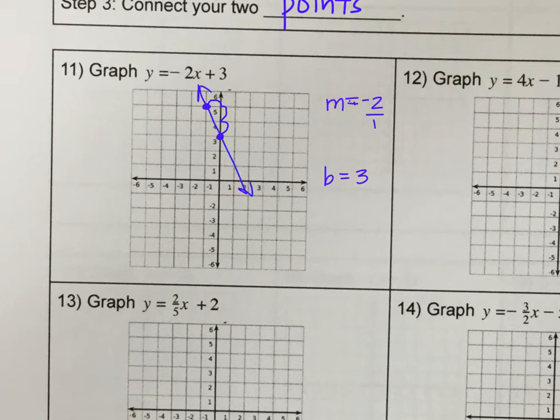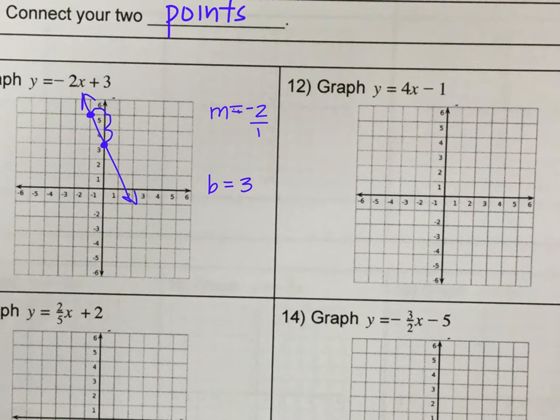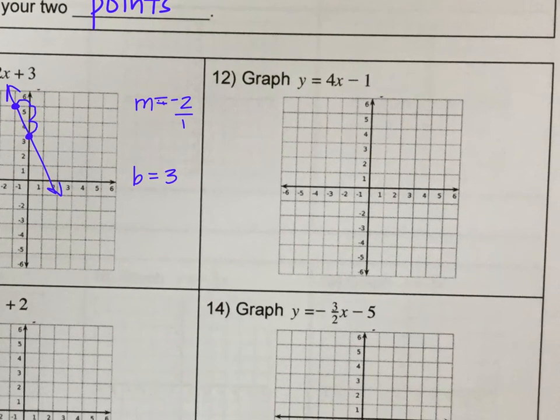All right, let's try the next one. Here, my m is 4, which I'm going to make it a fraction because we need it to rise and run. And my b is negative 1. So I'm going to go down to the negative 1 and plot it on the y line. Always do that first. From that dot, I rise 4. 1, 2, 3, 4. Run positive 1. There's my other dot. Connect the dots with a line.